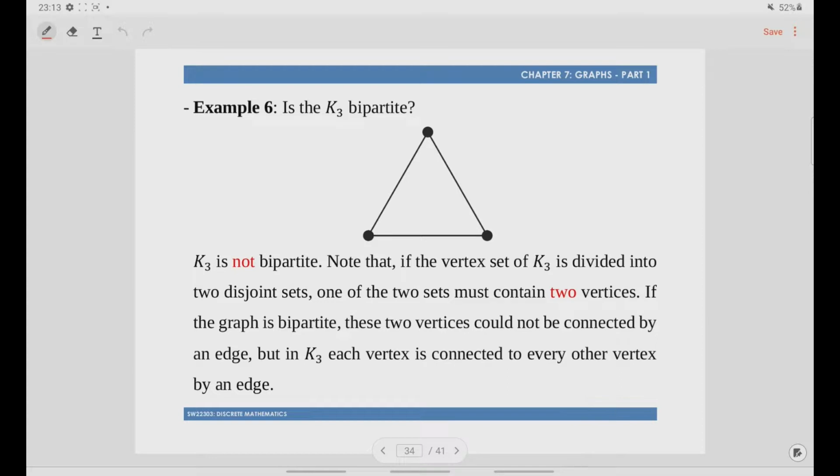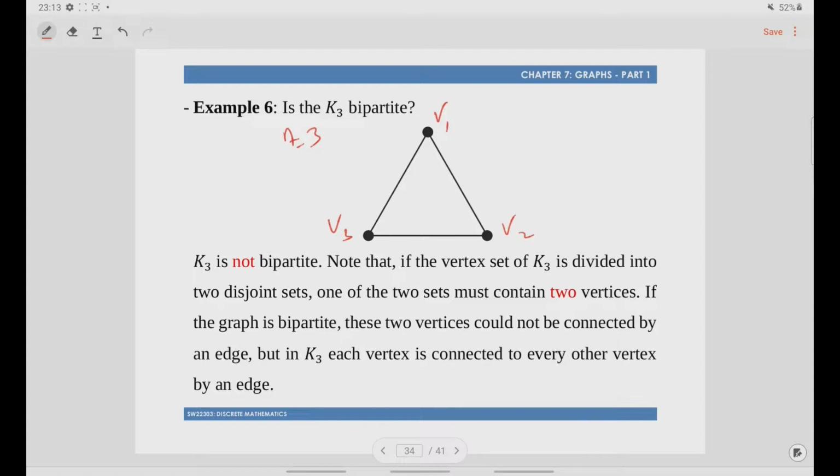Okay, we move to example number 6. Again, the same question. Is the graph K3 bipartite? Okay, it is a complete graph with n equal to 3. That means we have 3 different vertices, V1, V2, V3. Alright? The conclusion is K3 is not bipartite.